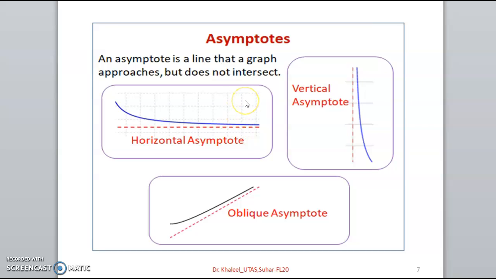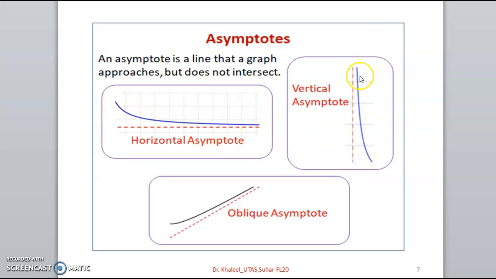You see here, there are three types of asymptote. Here this dotted line is the straight line and this blue curve is the graph. The graph and the line are closing in, approaching, but they do not intersect. That means the graph and the line don't touch. When this line is horizontal, it is known as a horizontal asymptote. That means this line is a horizontal asymptote to this graph.